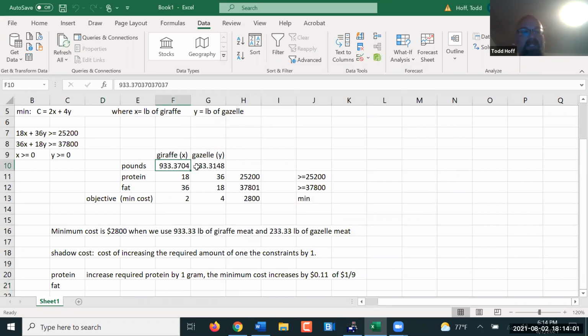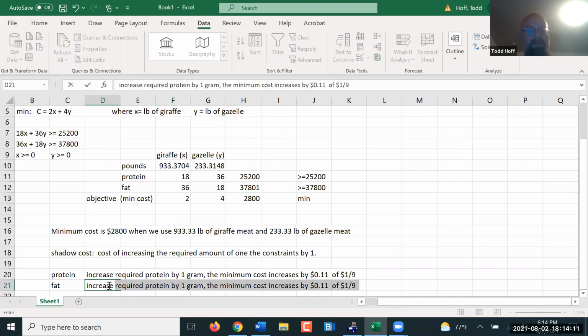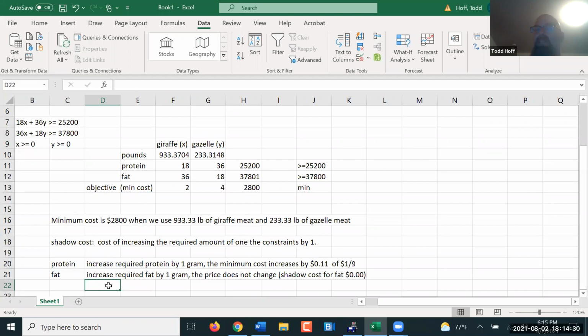And notice the amounts here changed, but the cost did not. It's back to $2,800. So we can increase the required fat by 1 gram, and the price does not change. In other words, the shadow cost for fat is nothing, $0. It doesn't cost us anything to increase the amount of fat by 1 gram.